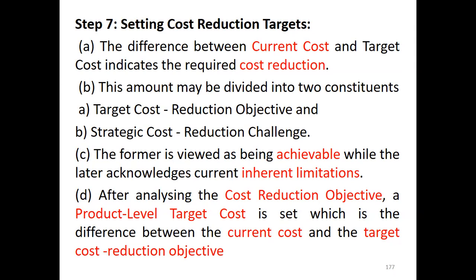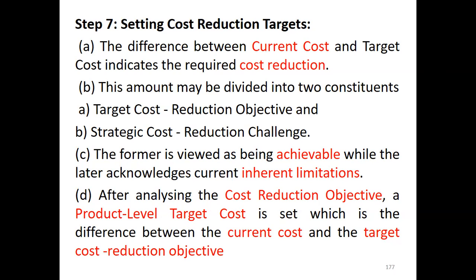Now, cost reduction target means what? The difference between current cost and target cost indicates the cost reduction. दो कॉस्ट में, एक्चुअल कॉस्ट में और टारगेट कॉस्टिंग का जो डिफरेंस है, उसमें से हम लोग क्या कैलकुलेशन करेंगे, कॉस्ट रिडक्शन टारगेट कैलकुलेशन करेंगे. This amount may be divided into two constituents. First one is the target cost, means what is your actual reduction objective.